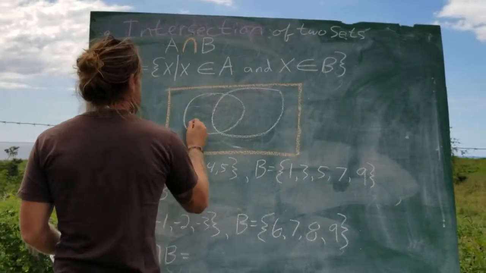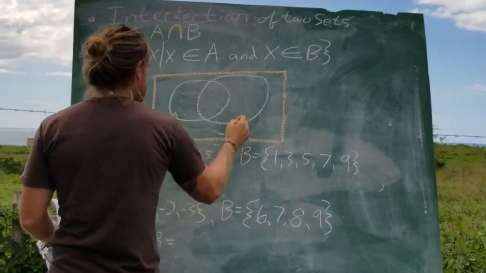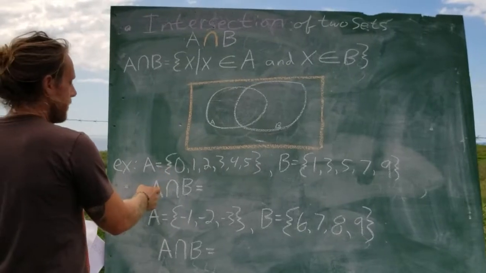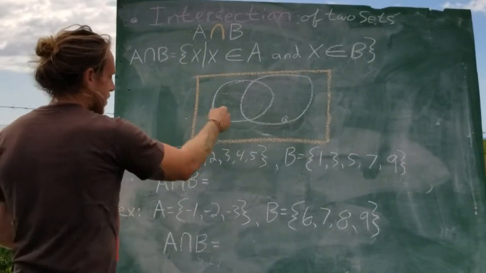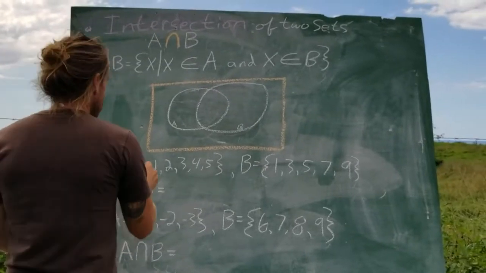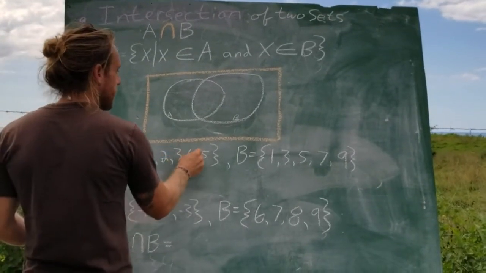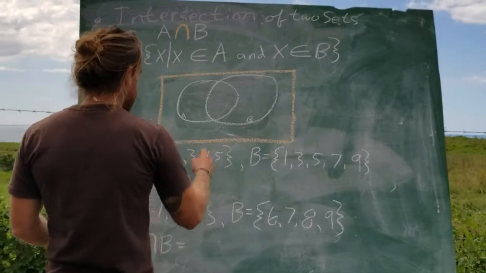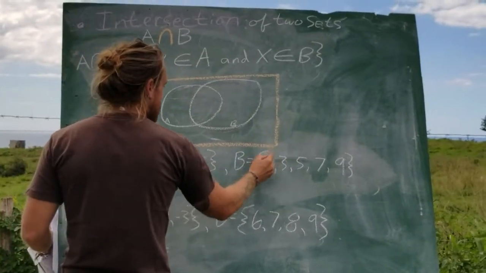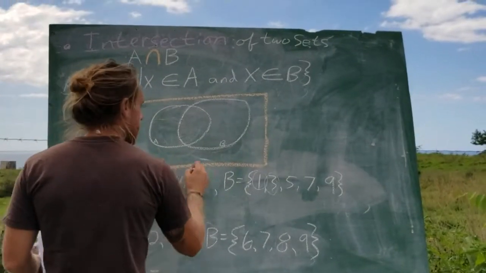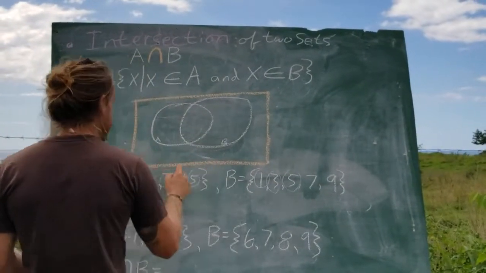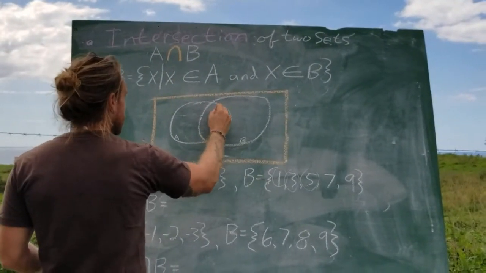We've got sets A and B, and we want to find the intersection of sets A and B. Let's plug in the numbers in our picture so we can see how it looks. A consists of 0, 1, 2, 3, 4, and 5. B also, we can see, shares a few elements. Let's list those. B and A share 1, 3, and 5. So those will go in this middle section.